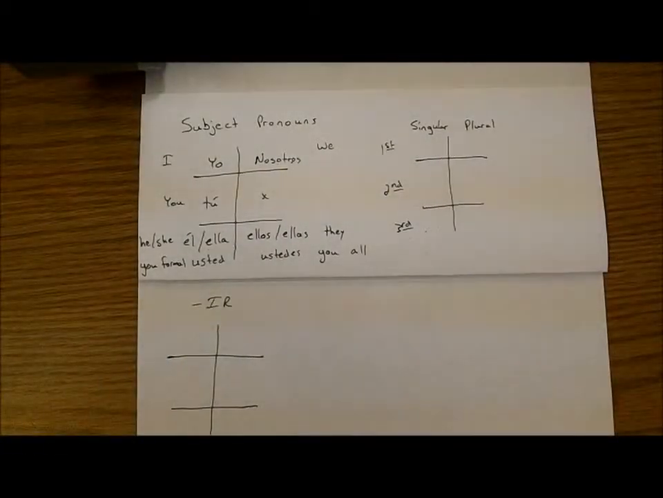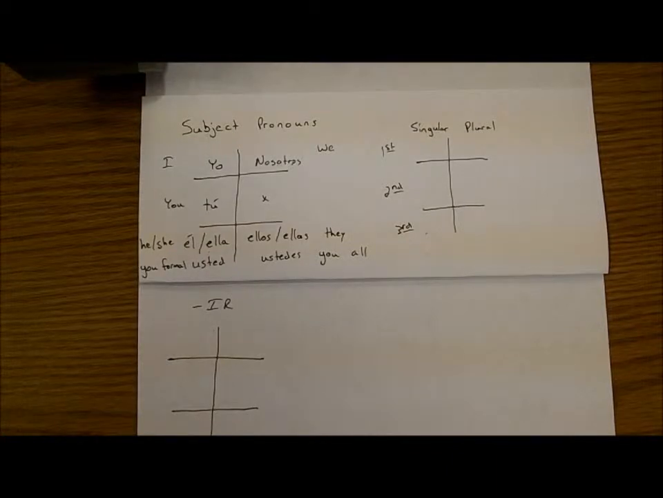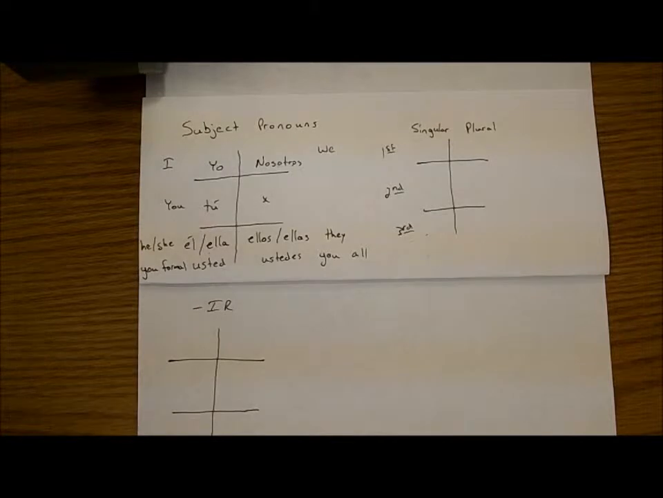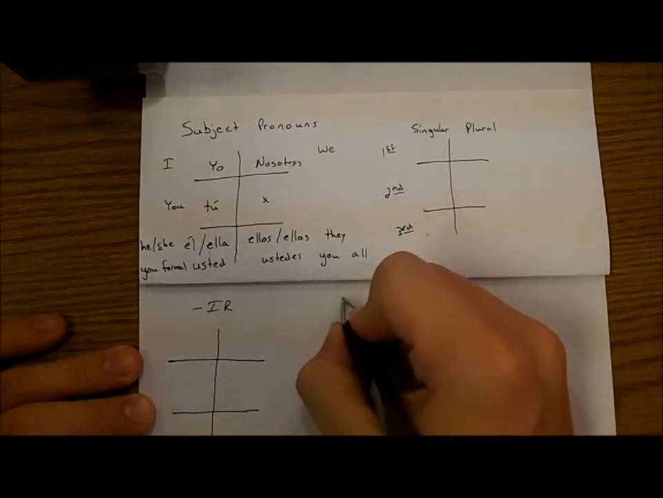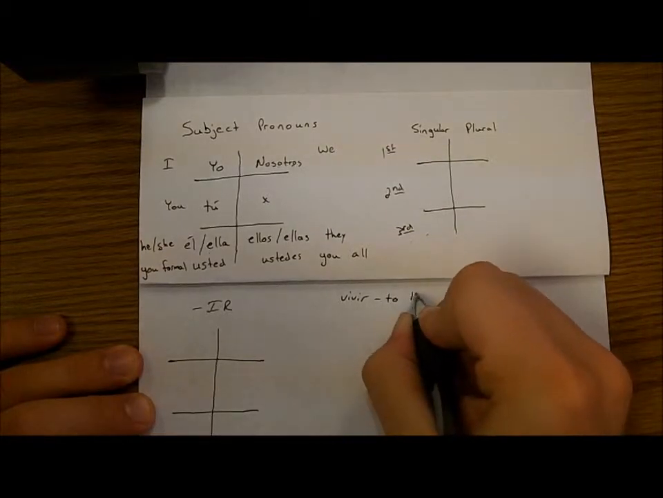IR verbs follow the same principles for conjugation as the ER and the AR verbs. The only difference, just like the ER, is that they have different endings. However, IR is a little bit different in the fact that it contains many of the same conjugations or endings as the ER verbs. So, in order to demonstrate how to conjugate IR verbs, we're going to use the verb vivir, which means to live.